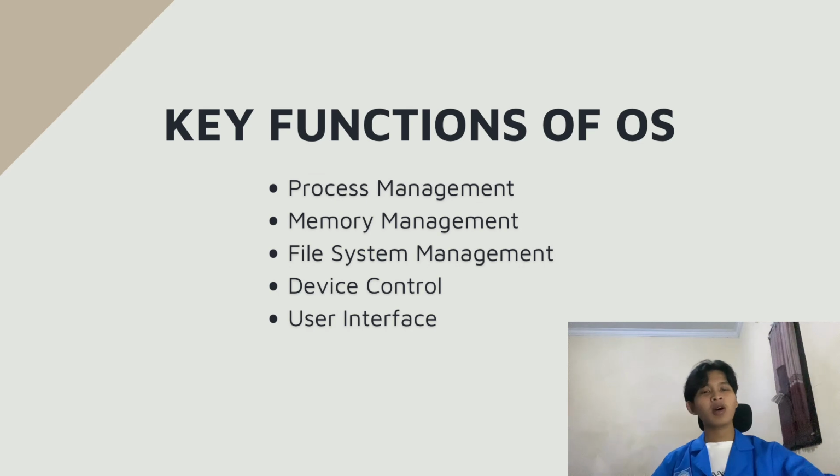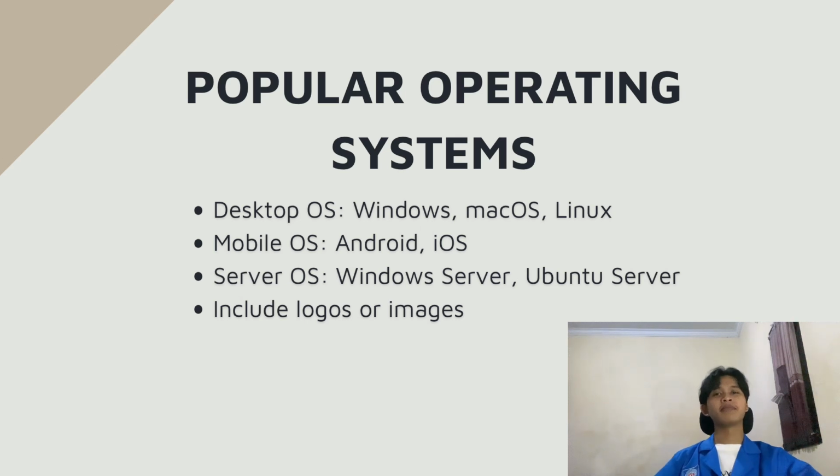Functions of the operating system. The OS has many important functions. It manages processes, handles memory, controls hardware devices, manages files, and provides a user interface. So when you open a program, save a file, or connect a printer, it's all controlled by the OS, the operating system.